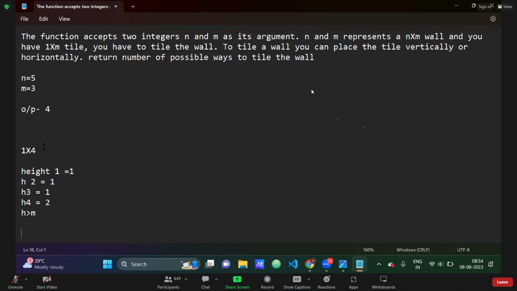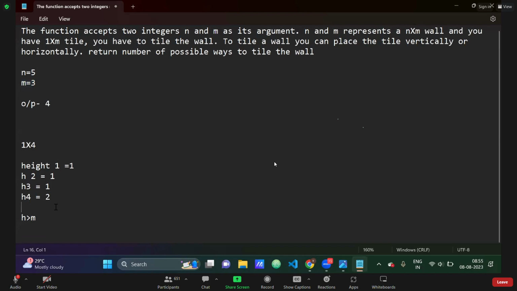See, if people understood, we have three cases. The first case is less than the m value, that is height 1 and 2. Next, equal to m value. That is the second case. What is the third case? Greater than m value, rows greater than m value. That is the condition, I will tell you the condition.